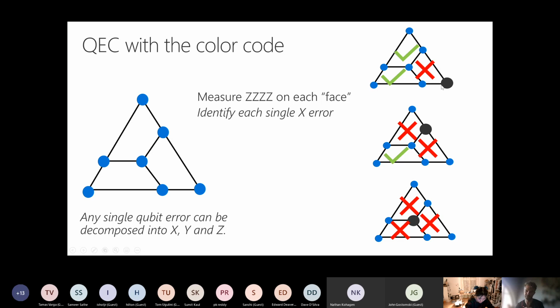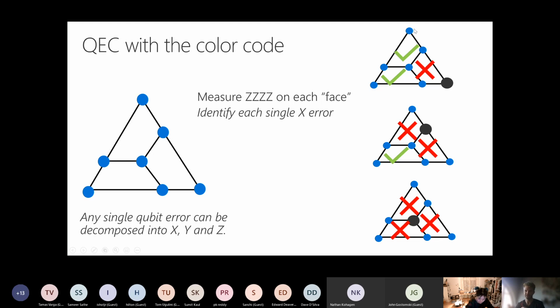Suppose there's an X error on this qubit here. Then because these faces over here don't touch that qubit, they will have a +1 outcome. They'll be satisfied as we expect. But this face here, because it does touch that qubit, will be flipped. So we'll have a -1 outcome for that parity measurement. And that pattern of good, good, bad will identify this qubit as the one which has the X error on it. And just by rotating this, you can imagine that you would identify this qubit here or this qubit here in the same way.